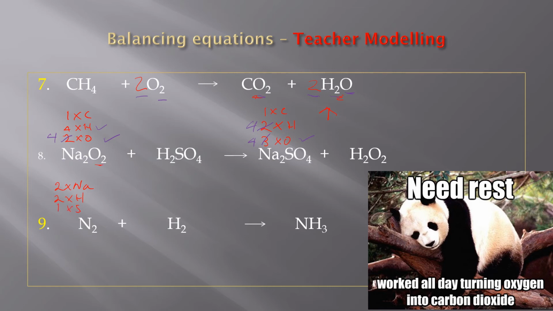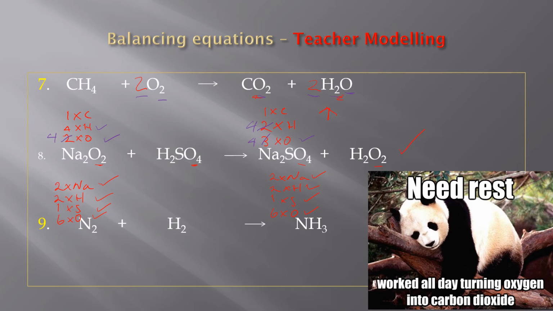Now I've got 2 oxygens there and 4 oxygens there, so that would be 6 oxygens. On the other side, as far as oxygens go, 4 there, 2 there is 6. And if you have a look at that, that's already balanced. 2 sodiums, 2 sodiums, 2 hydrogens, 2 hydrogens, 1 sulfur, 1 sulfur, 6 oxygens, 6 oxygens. Don't need to touch it.